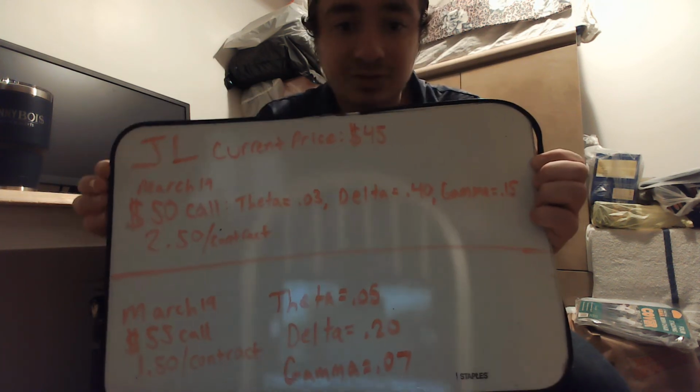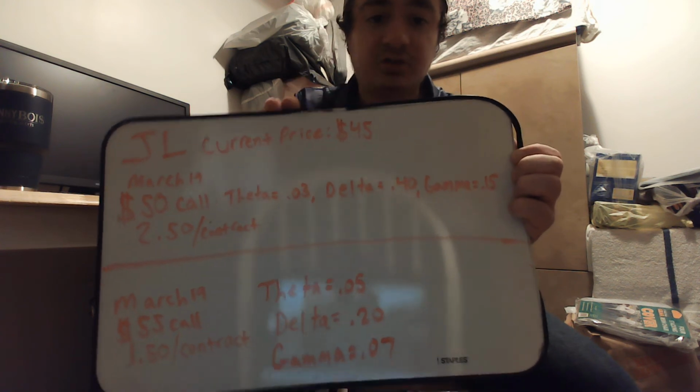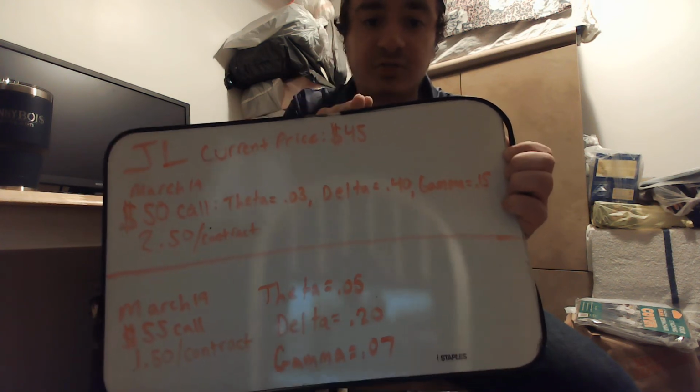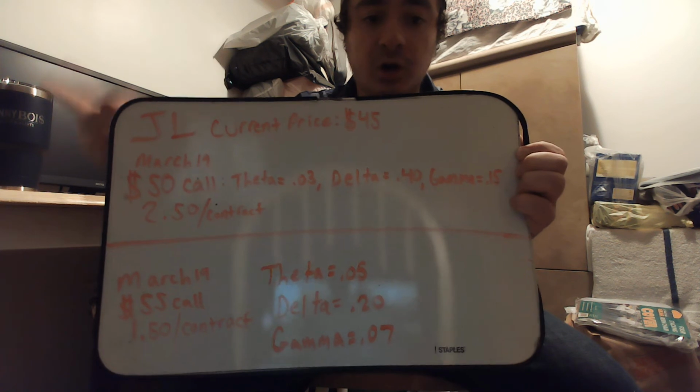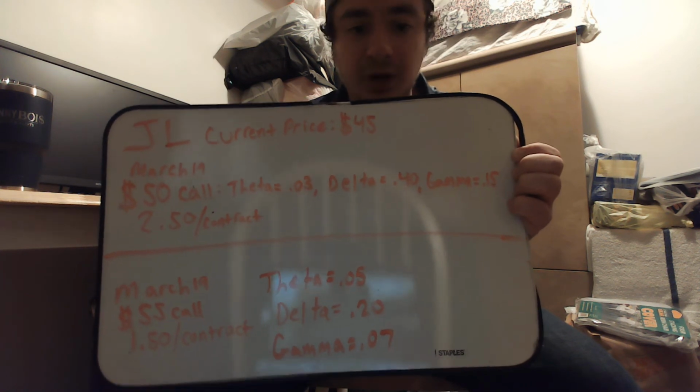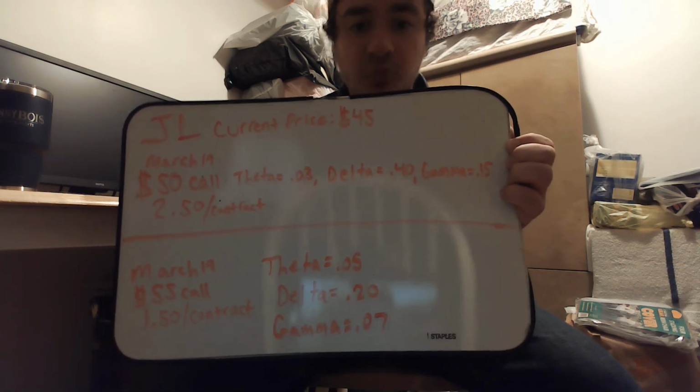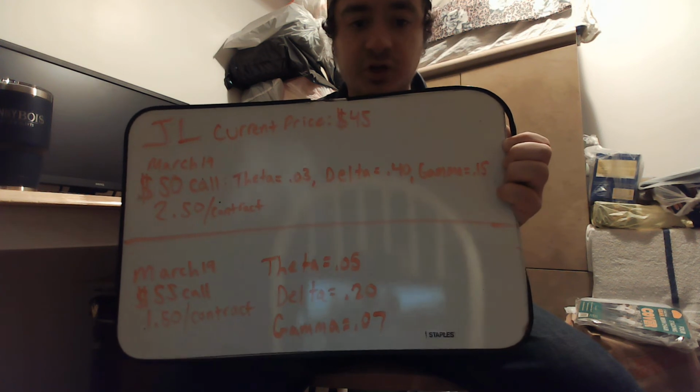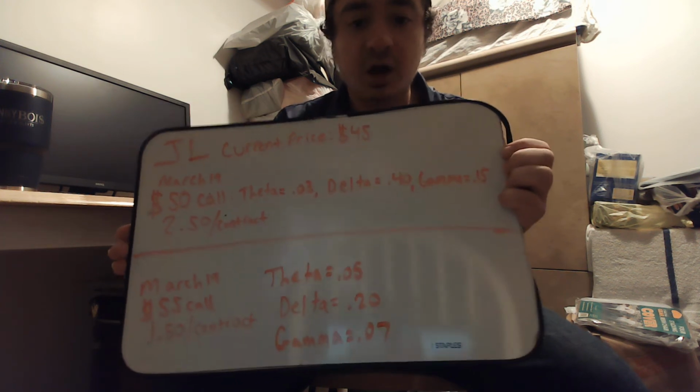What that means is that if JL stays at the current price of $45 per share tomorrow, that contract will lose about 3 cents of value. You'll see it at $2.47 or $2.45 if it trades in 5-cent increments possibly. So that's your theta.